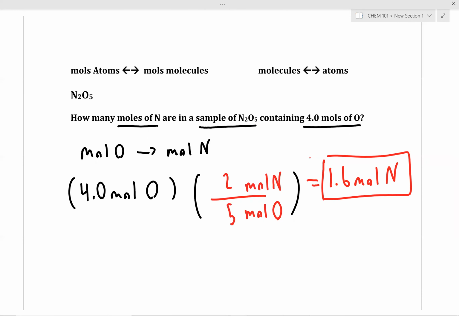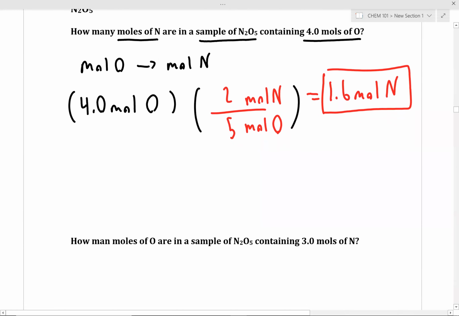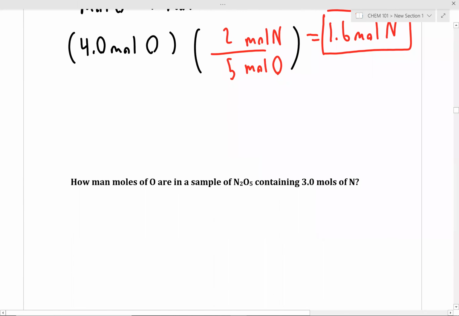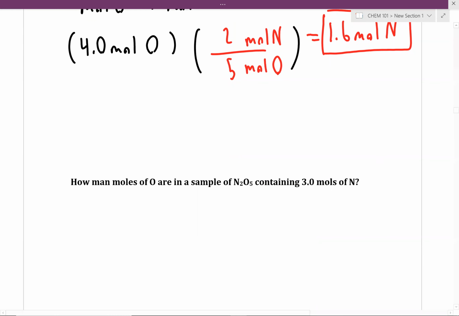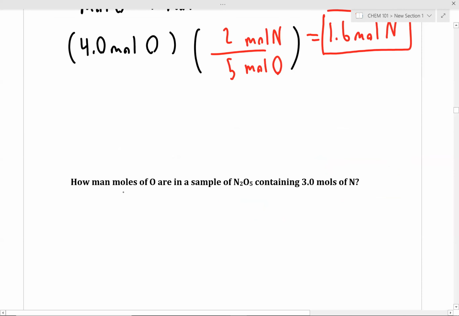Okay, let's get some more practice on using this mole to mole ratio. So I want you all to quickly tell me how many moles of oxygen are in a sample of N2O5 containing 3 moles of nitrogen. So work on that for a few moments and then we'll come together to discuss.